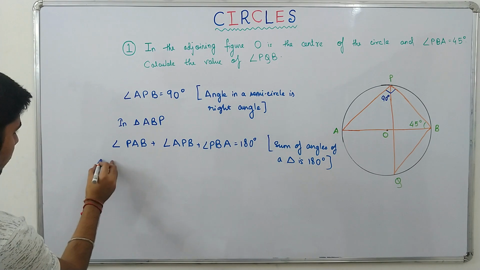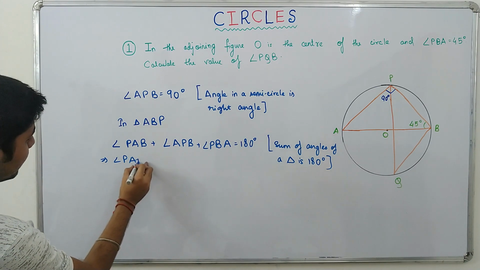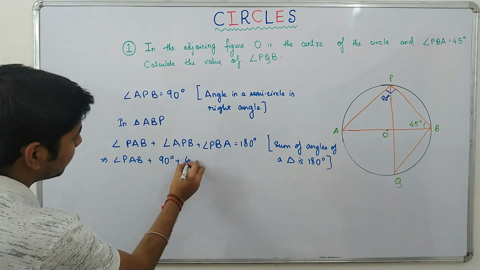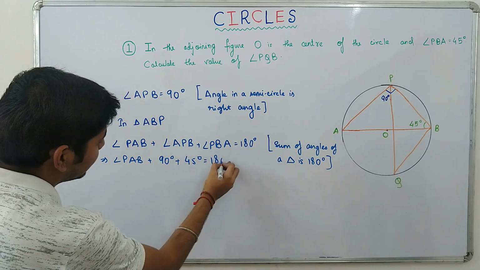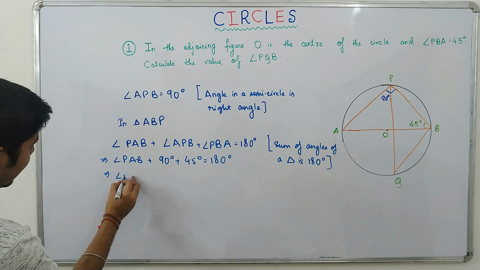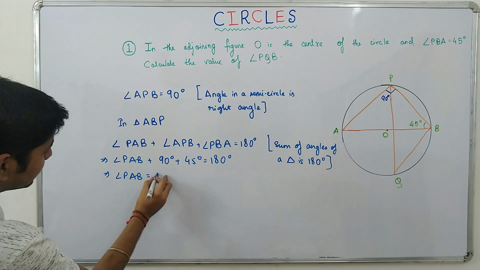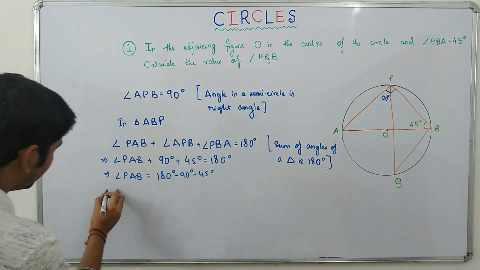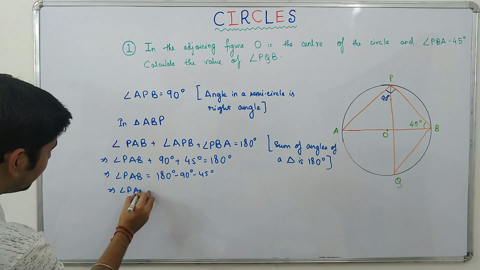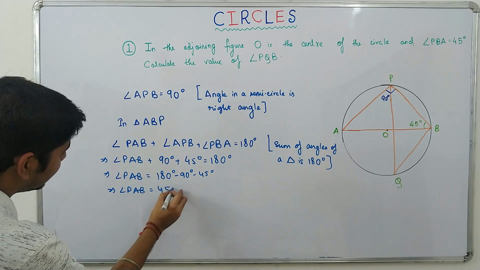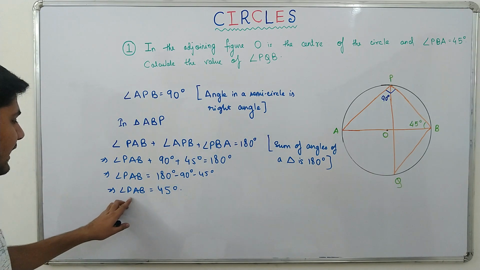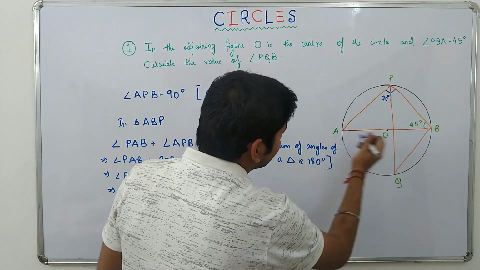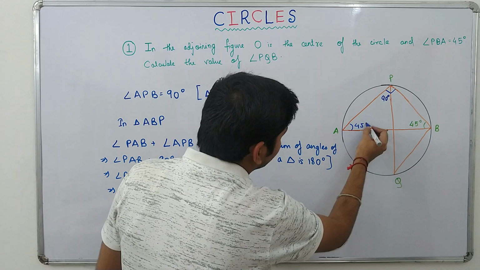Okay, so therefore angle PAB plus 90 degree plus 45 degree is equal to 180 degree. Therefore angle PAB is equal to 180 degree minus 90 degree minus 45 degree. Therefore angle PAB is equal to 45 degree. So we calculated angle PAB as 45 degree.